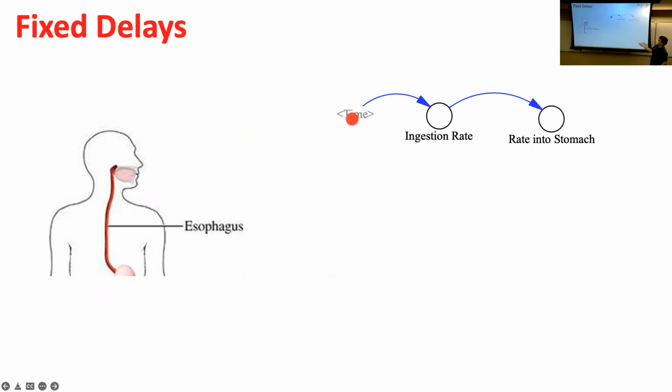I've got this time shadow variable that is going to drive this ingestion rate, which is sort of like when the food enters the mouth. And I'm going to then model this rate in the stomach. We're going to see that the rate that food enters the stomach is just going to be a delayed version of the rate that the food enters the mouth.